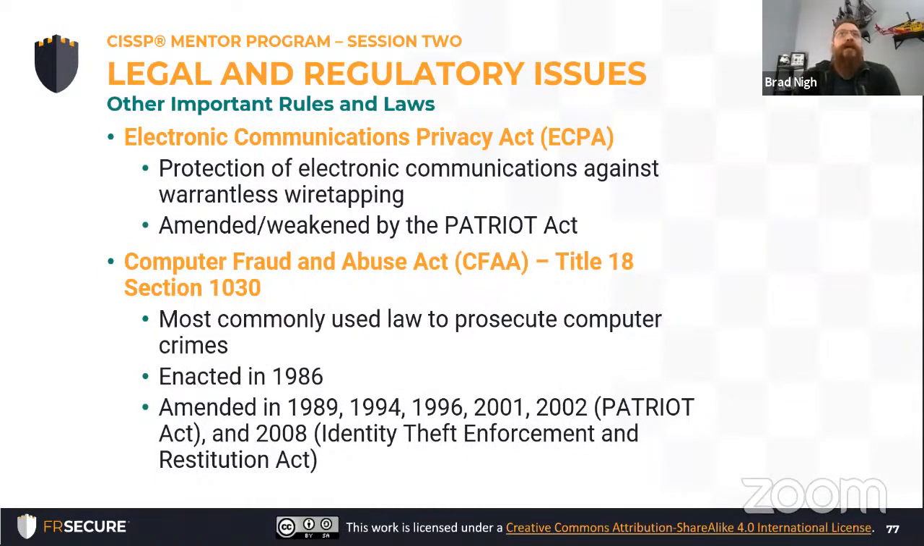So Computer Fraud and Abuse Act, you'll need to know this one. This is the one used to prosecute computer crimes. What's interesting here is, it was in 1986. You can see the different updates, Patriot Act in 2002, and then the Identity Theft Enforcement and Restitution Act 2008. So it's been 13 years since it's been updated. Have computers and technology changed at all? I'm going to go with yes. Probably time to update this again. This is one where you see some concern from security researchers, where they might be prosecuted under this outdated law when they're doing good, ethical work.